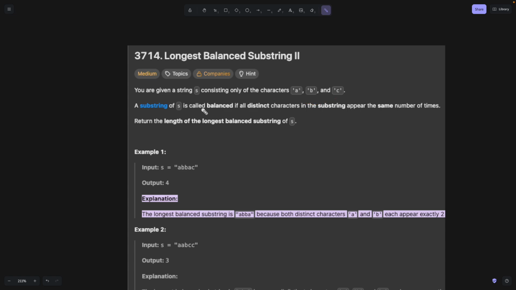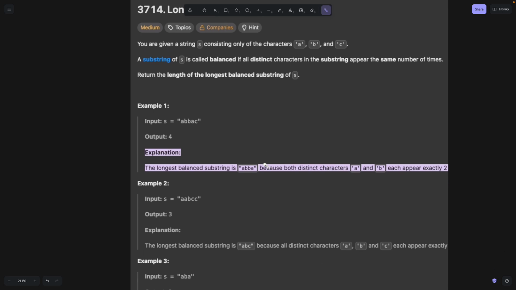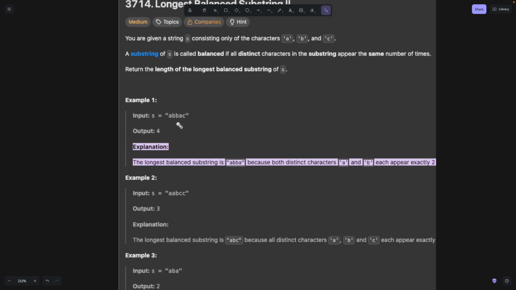A substring of S is called balanced if all distinct characters in the substring appear the same number of times. Return the length of the longest balanced substring of S. Here one of the examples is A, B, B, A, C. In this case, the longest balanced substring is 4. The longest balanced substring is A, B, B, A because both distinct characters A and B each appear exactly twice.